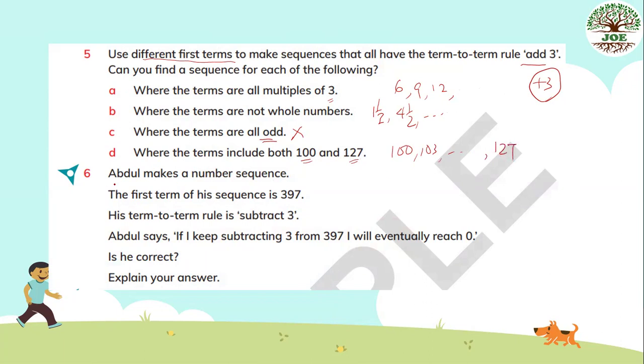Please write it yourself. Okay, this is number 5 and number 6. Abdul makes a number sequence. The first term of his sequence is 397. We start from 397. His term to term rule is subtract 3. Abdul says, if I keep subtracting 3 from 397, I will eventually reach 0.